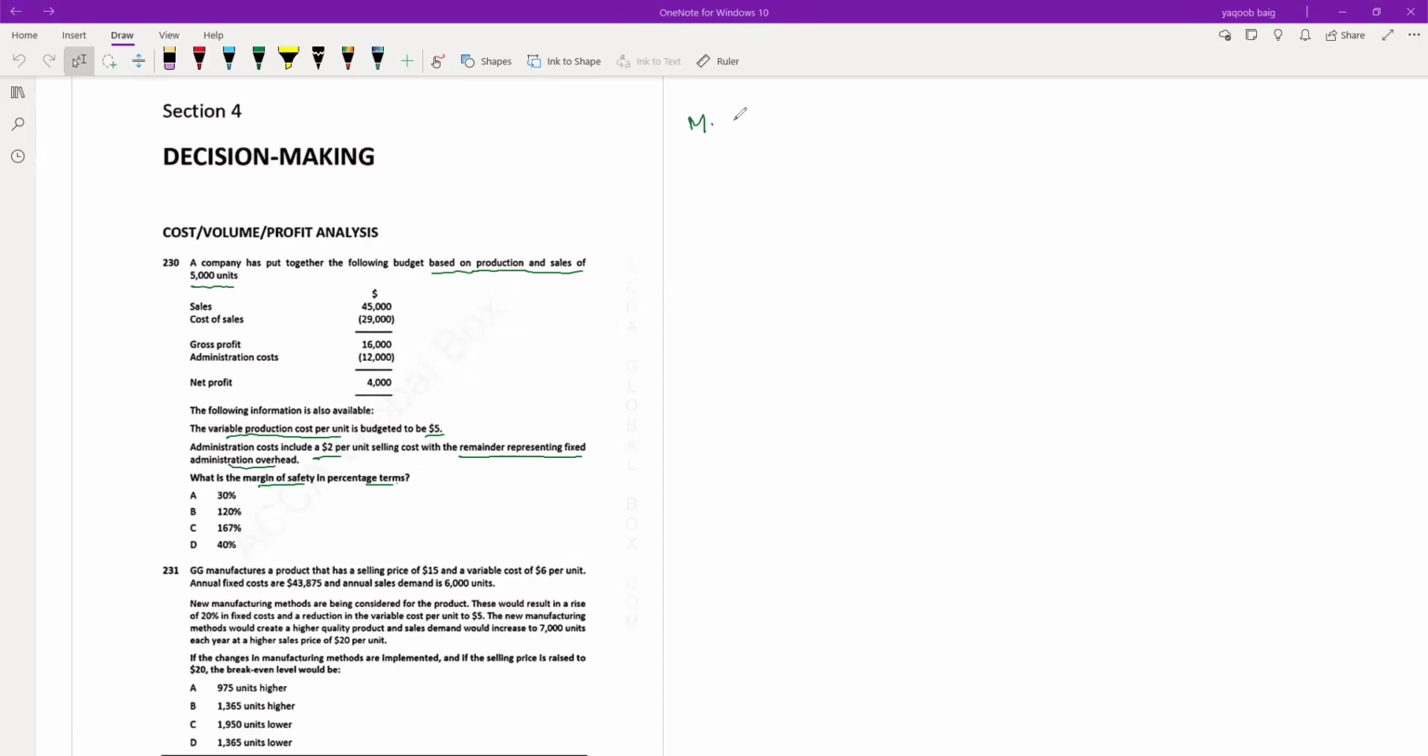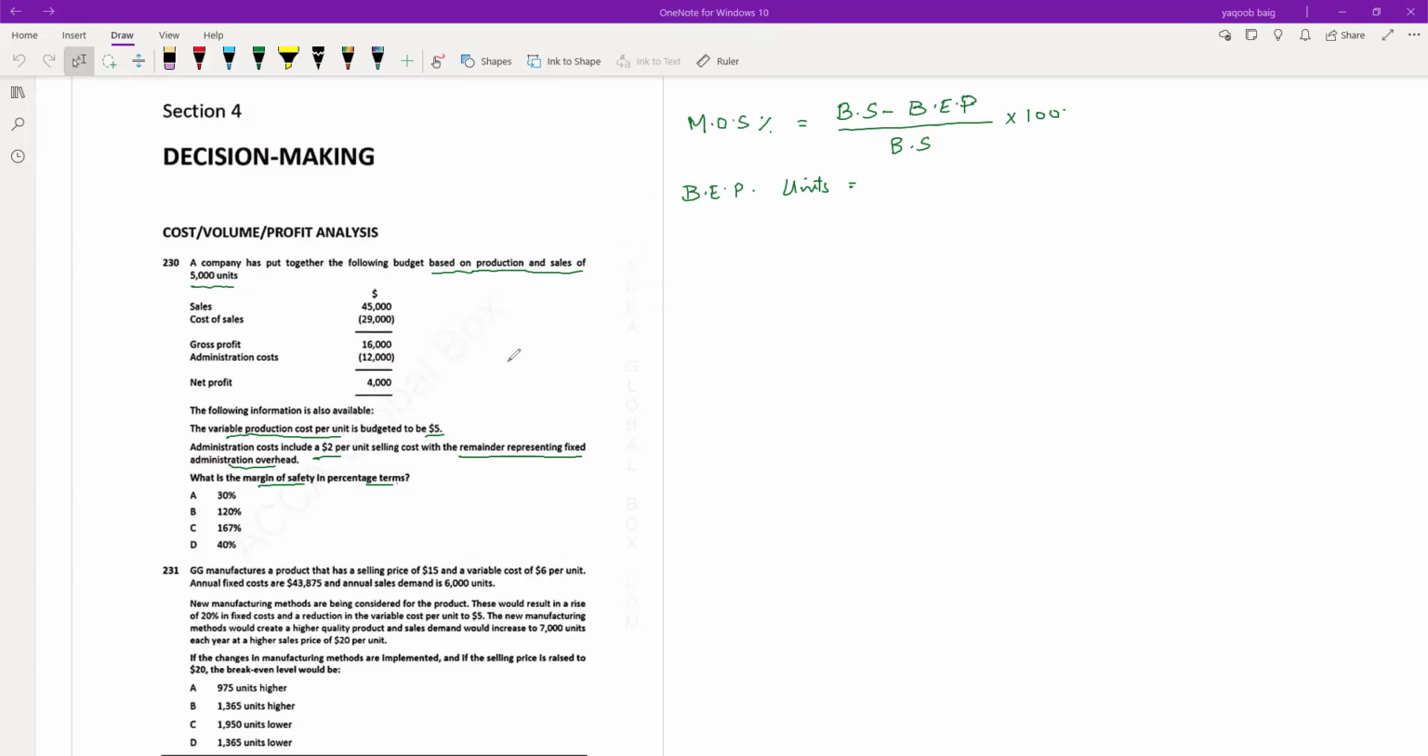So margin of safety percentage is equal to budgeted sales minus break-even point divided by budgeted sales into 100. So we are provided with the budgeted sales of 5,000 units. Now we need to calculate break-even point units. To calculate break-even point units, we need fixed overheads and contribution per unit.